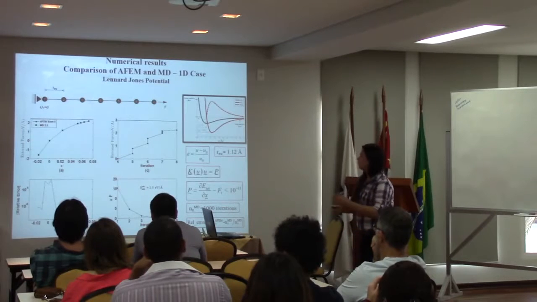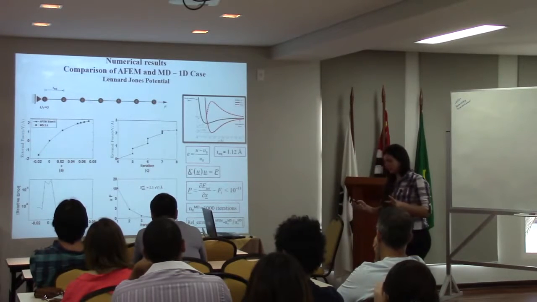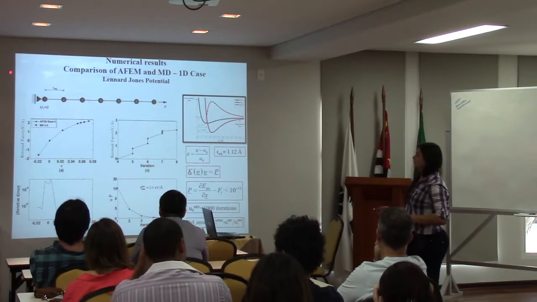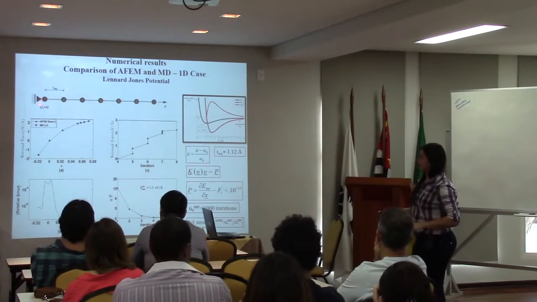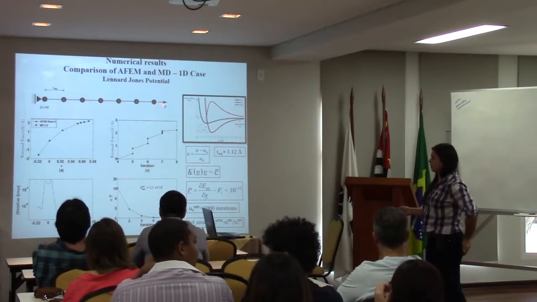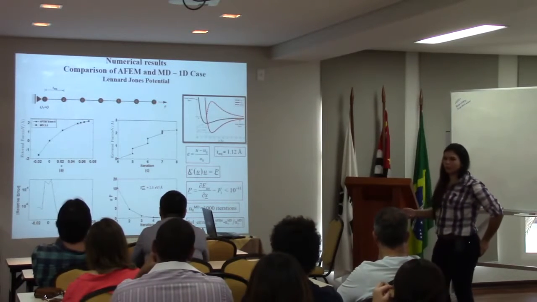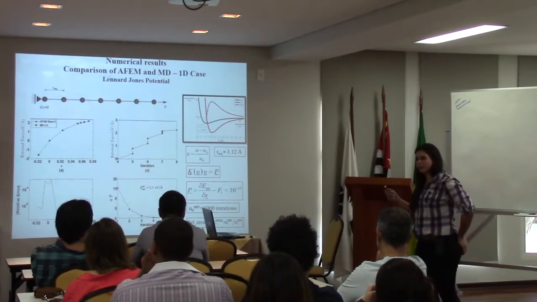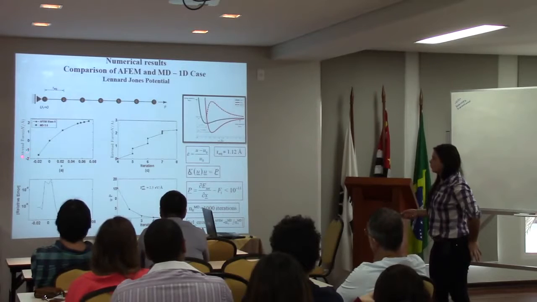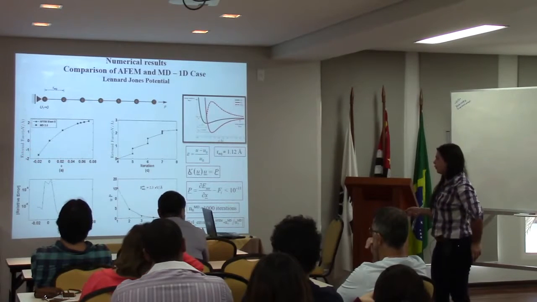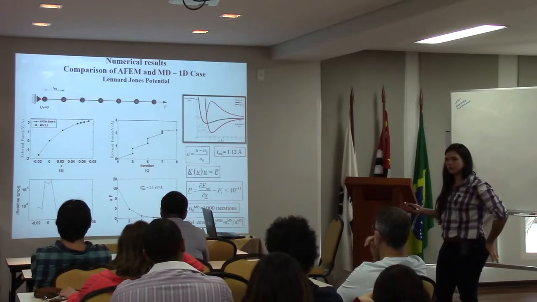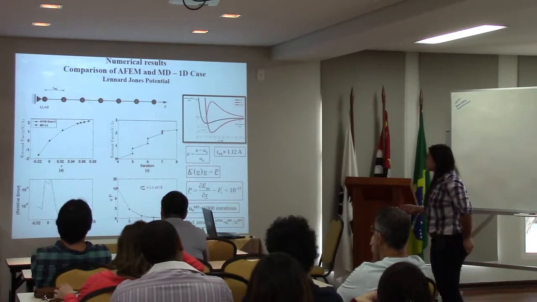Numerical results now. Using Lennard's potential and solving this problem, I'm fixing in X and Y direction the atom number 1 and apply external force in the atom number 7. Here you can see the comparison of AFM with MD, the external force by strain from MD and the AFM. You can see here a good agreement between both methods.